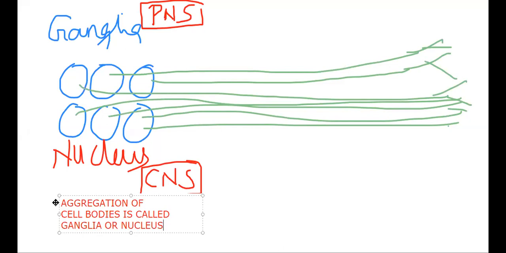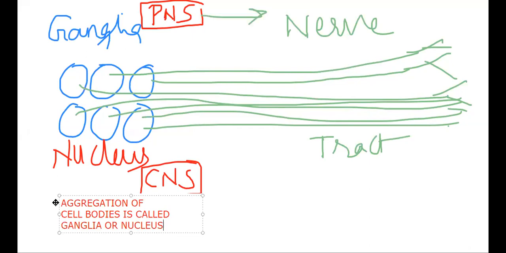So in the case of the PNS, the aggregation of cell bodies is called ganglia. Here, a frequent word we use is nerve. Now, in the CNS, it is called a tract. In the CNS, we use tract. So nerve and tract, PNS and CNS. So whom we call tract or nerve, that we will write as a definition.